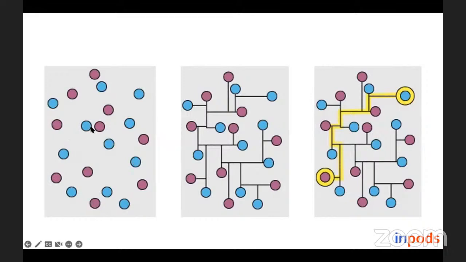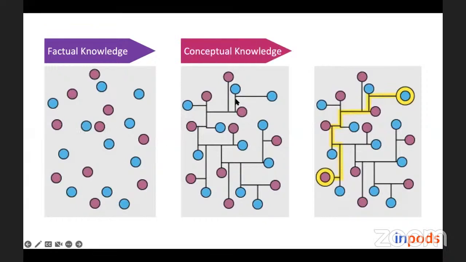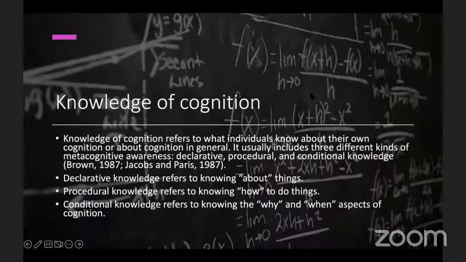So this is your kind of factual knowledge, some discrete isolated elements. When you start connecting these dots, it forms the concept. And when you know how to reach from one point to the other point, it requires you to have procedural knowledge. So it requires procedural knowledge to be able to go from point A to point B. So this is how conceptually you can relate these three knowledge dimensions.